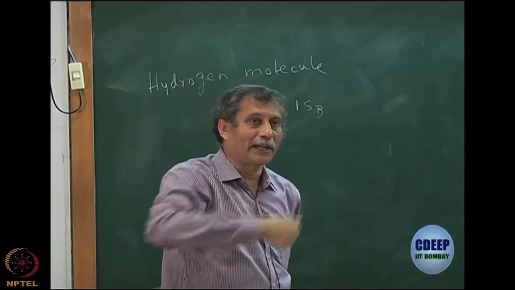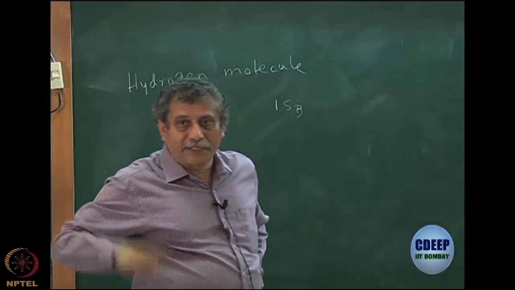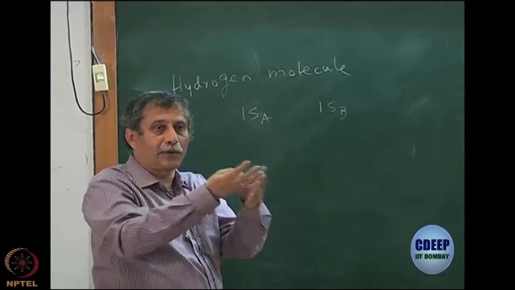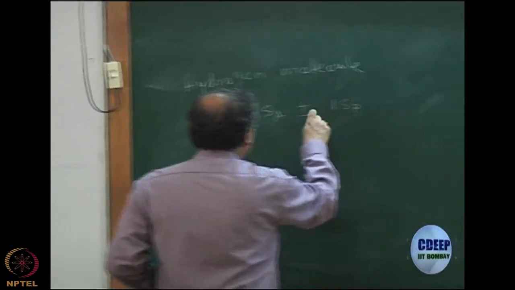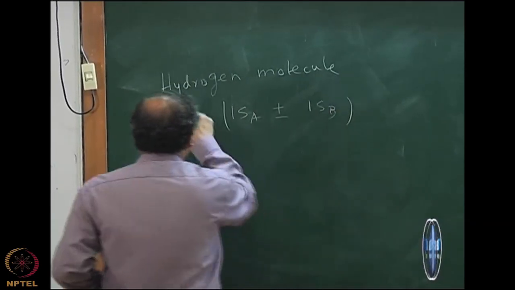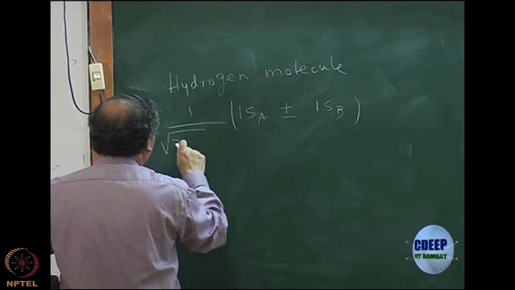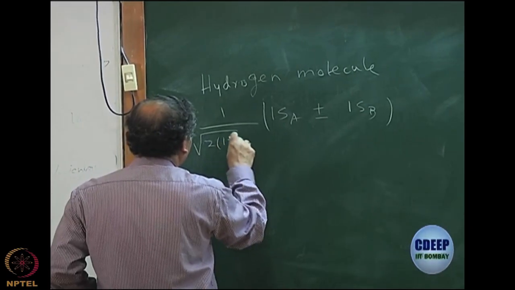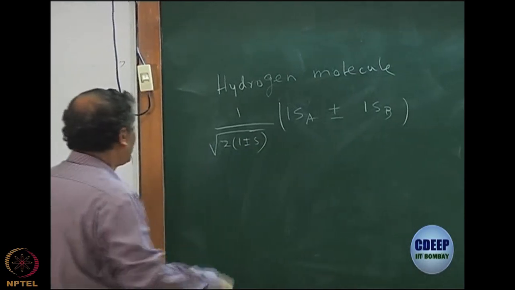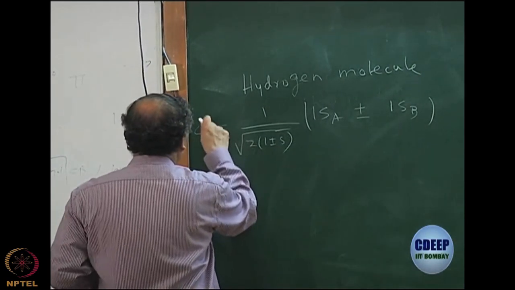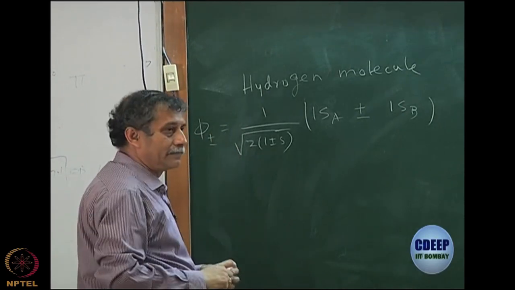Okay, I'm now going back to this. You have two molecular orbitals, right? And this is exactly what you do, the Roothaan equation. You solve the Roothaan equation, you get those. So you have a plus or minus, and you have 1 by square root 2 into 1 plus minus s, where s is the overlap between 1s a and 1s b.